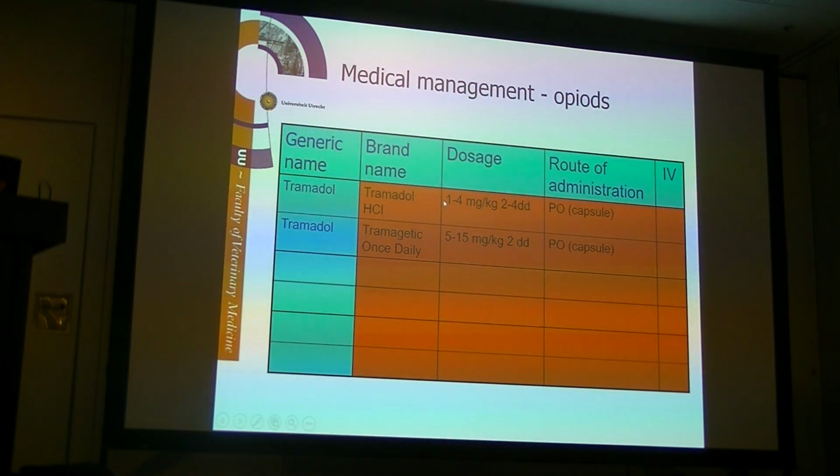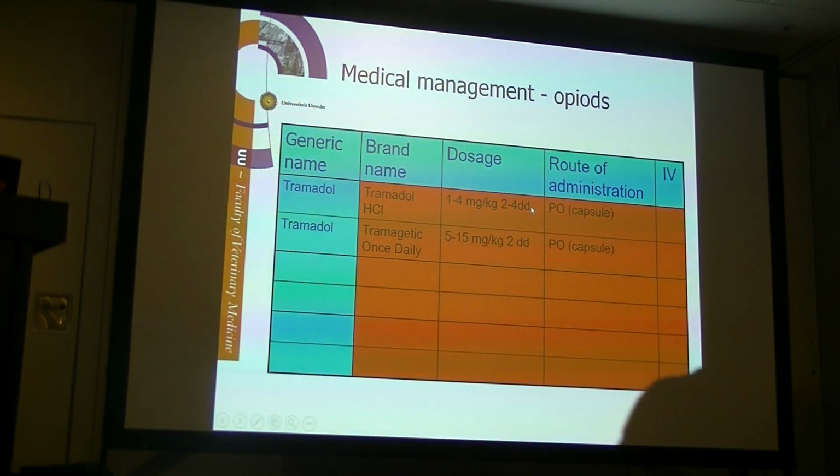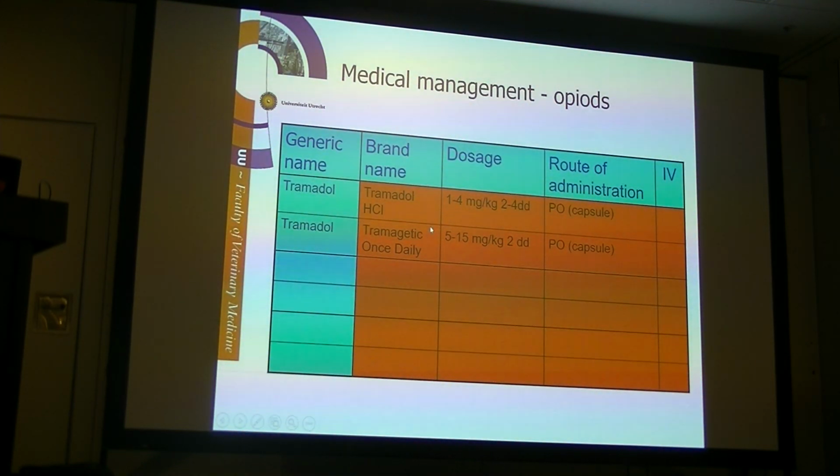So these are the dosages for tramadol and tramagetic. Tramadol has a wide range of dosage. Look at the range, 1 to 4 milligrams per kilogram, 2 to 4 times daily. So you can actually go in all directions with tramadol. And also tramagetic. These are human medications that can be used for dogs. Tramagetic once daily it's called, but in dogs it's given twice daily. Don't ask me why, but this is what our anesthesiologist tells us to do.